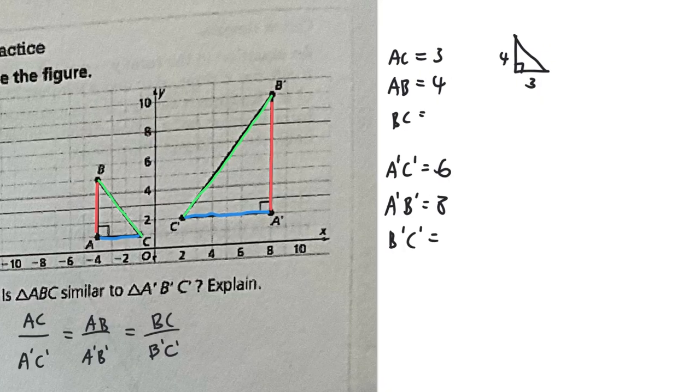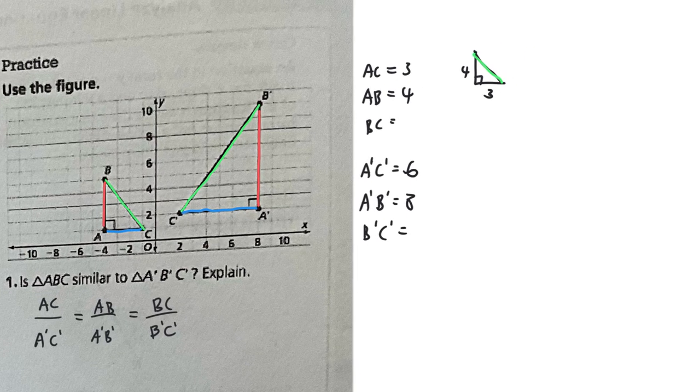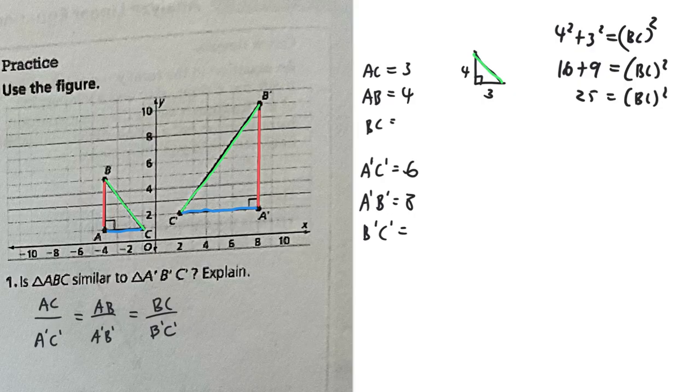In order to find BC, which is this green one, I think we would agree that that's going to be 4 squared plus 3 squared, and that equals BC squared. That's going to be 16 plus 9 equals BC squared, and then of course that's 25 equals BC squared. Taking the square root of both sides, we would get 5 equals BC. So that's a 5.